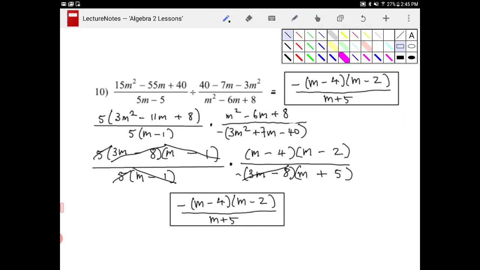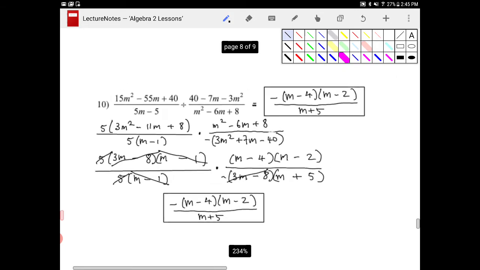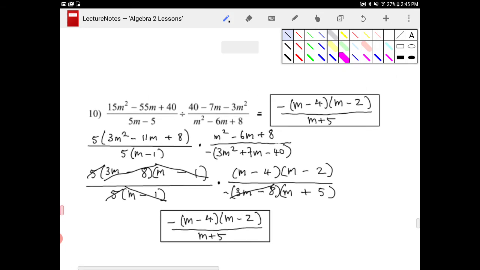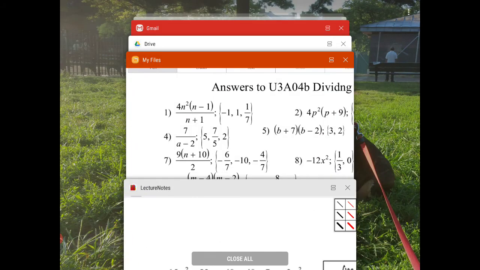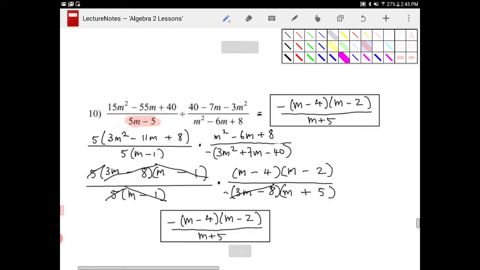However, I also need to state the values of m that this cannot equal, right? So now check this out. This is a denominator of the first fraction. If the denominator of the first fraction were to equal 0, then none of this would work. So in other words, 5m minus 5 cannot equal 0.